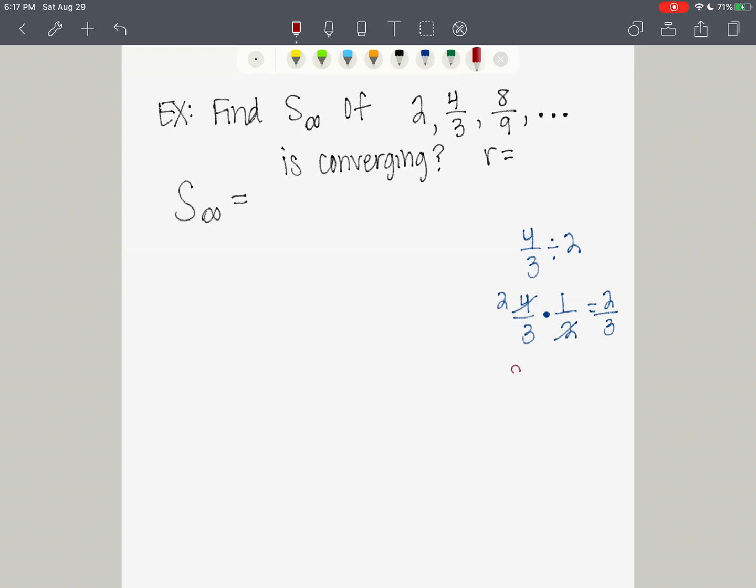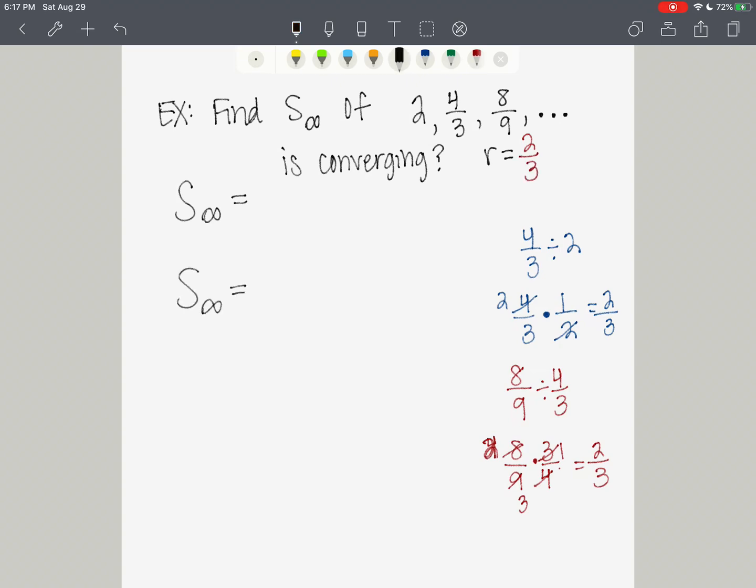Okay, let's check to make sure that this is right. We have 8/9 divided by 4/3. That is going to be 8/9 times, I don't know where 3/2 came from. It should have been 3/4. 8/9 divided by 4/3 is 8/9 times 3/4, which is 2/3. So my r value is 2/3.